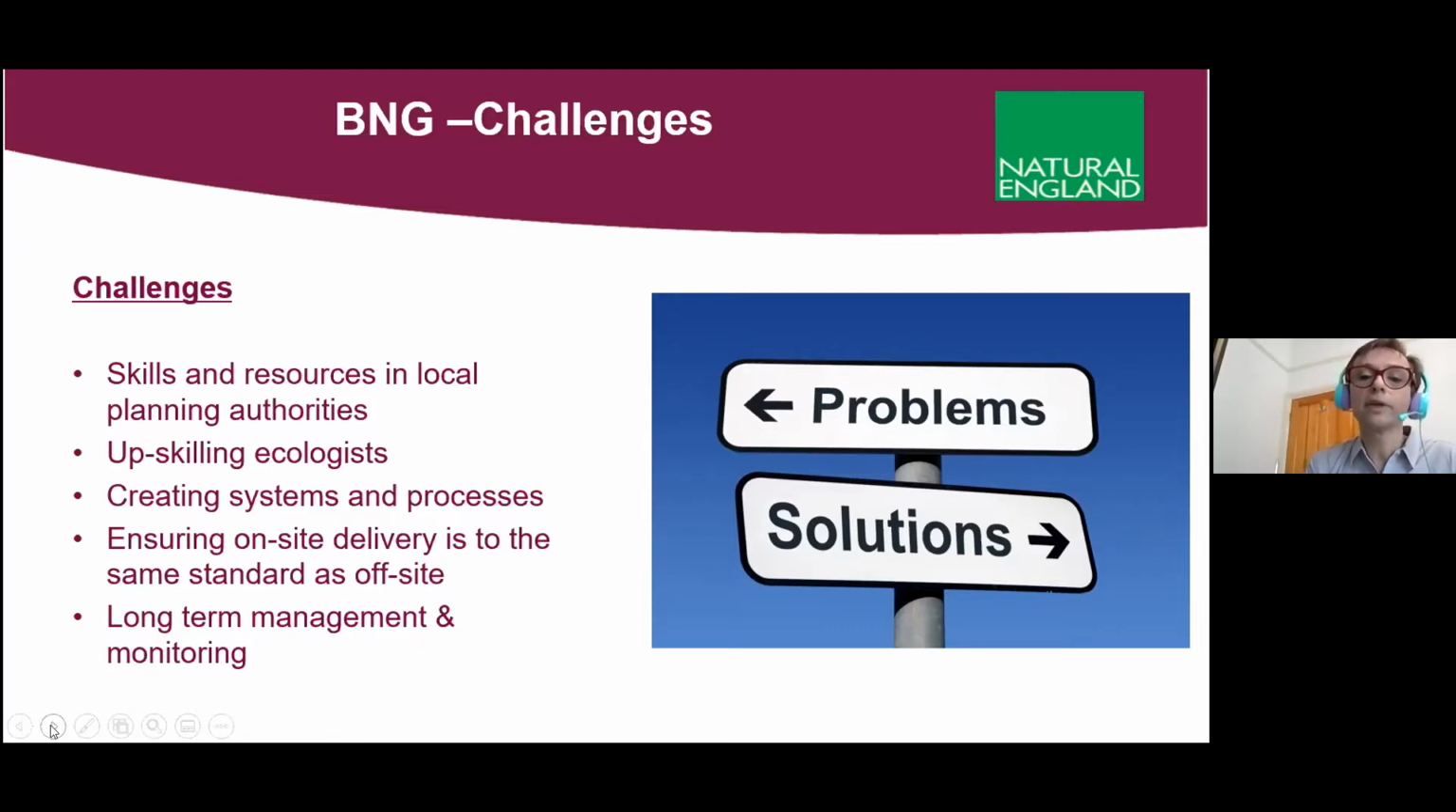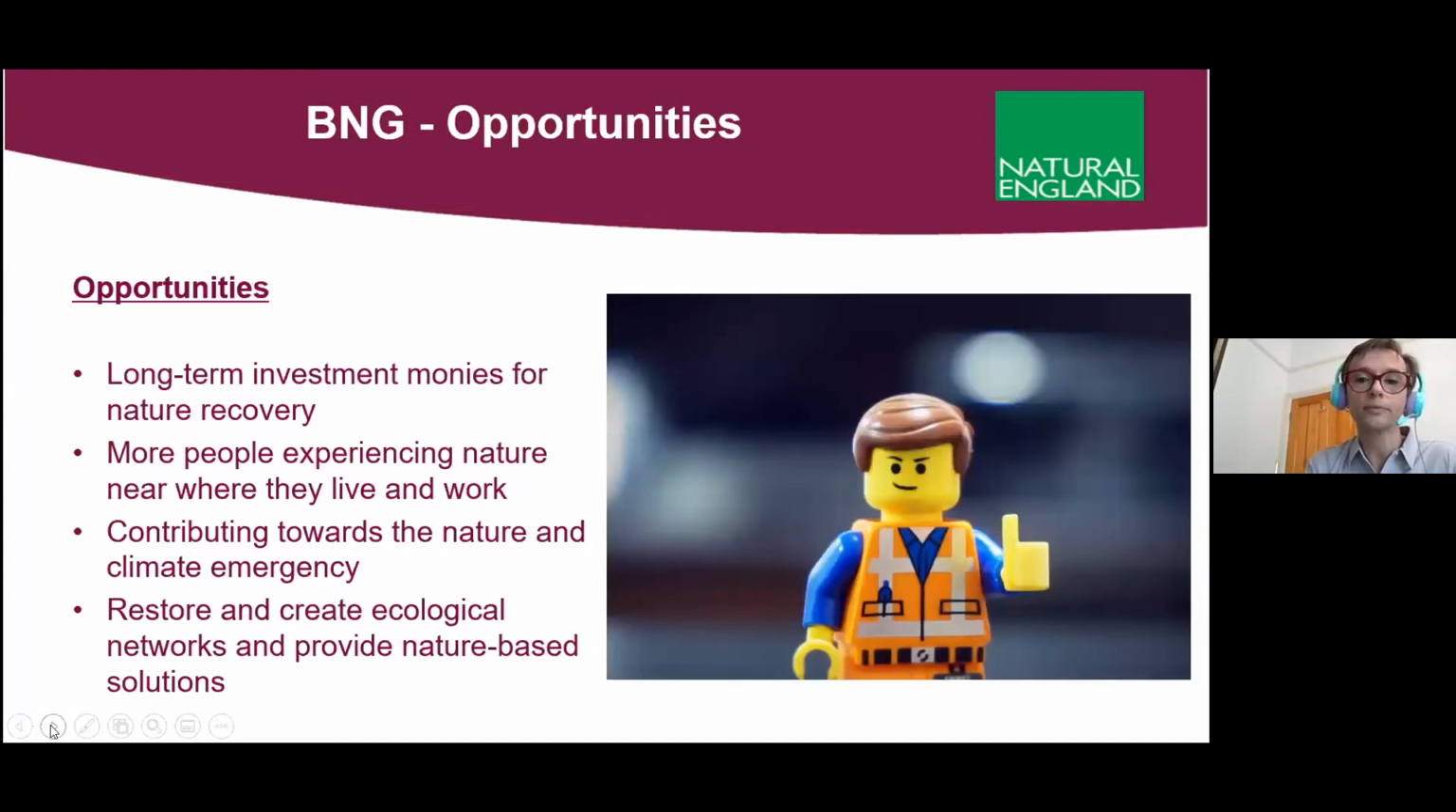And then we also need to make sure that these habitats that are created are genuinely being managed for the long term, and that monitoring is undertaken on those as well. And there is work underway to ensure that, but it's critical we get that right. We need to make sure this is a genuine change. It doesn't just result in numbers on a spreadsheet.